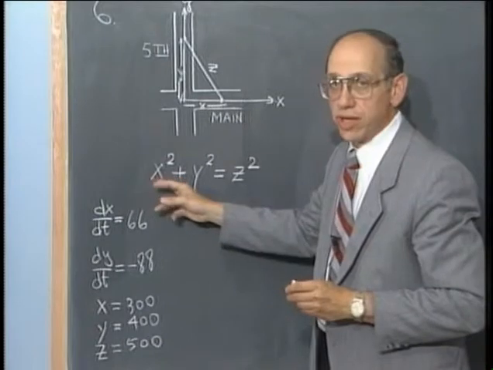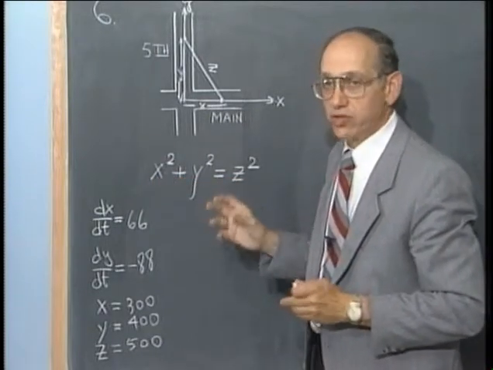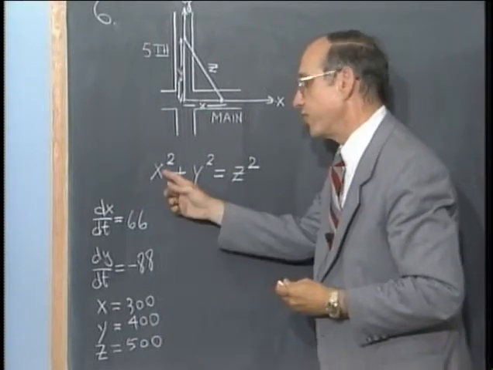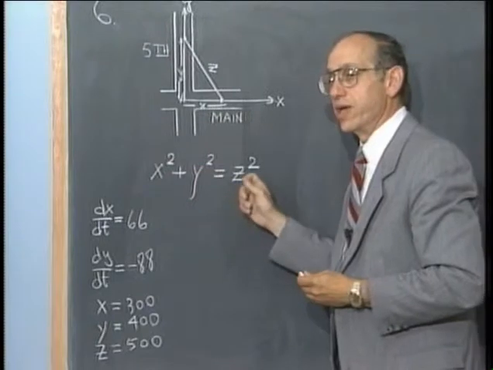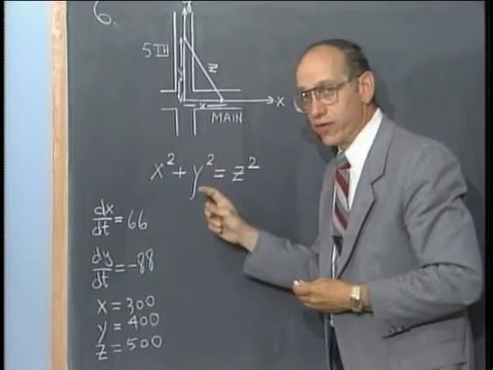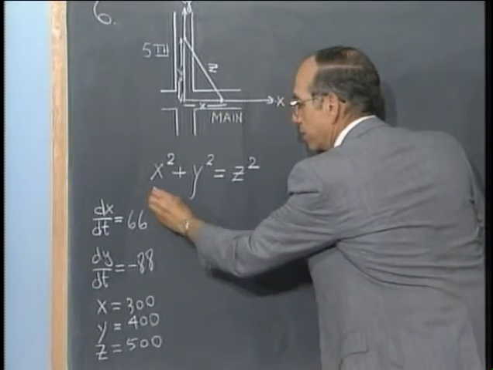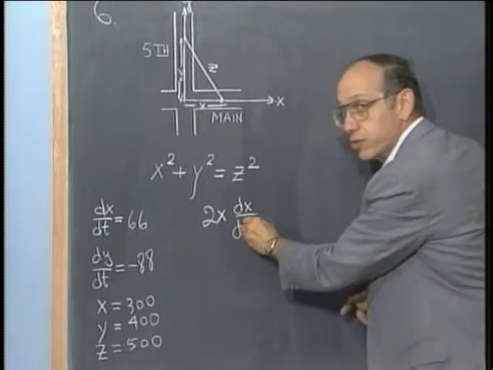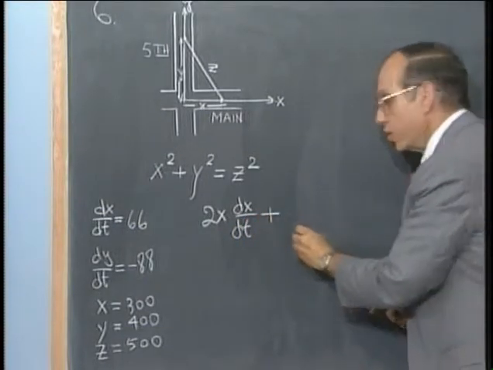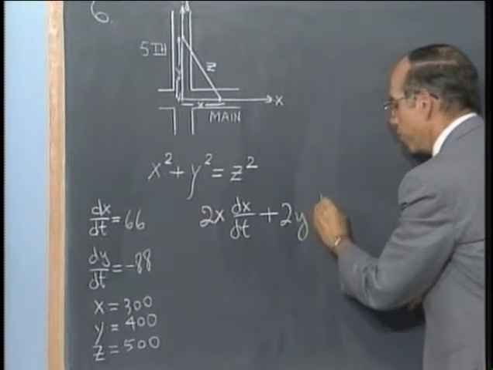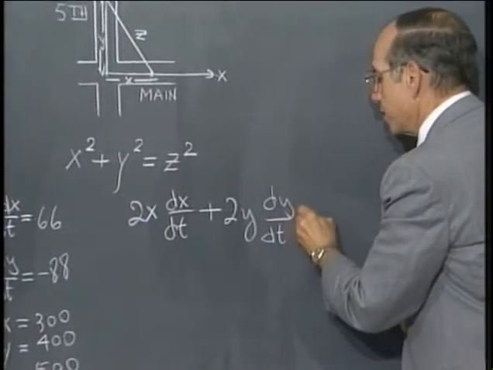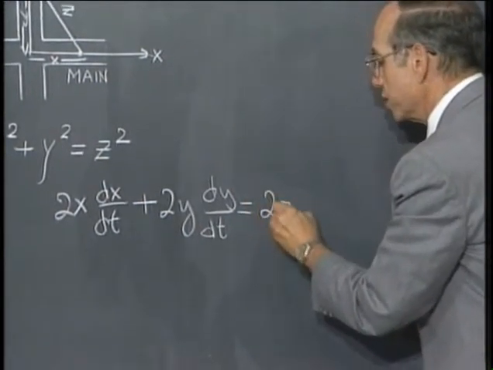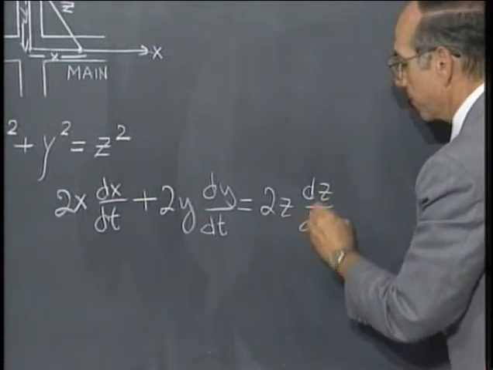Well, we're going to take this relationship between x, y, and z, find its derivative with respect to time, and then substitute the information. Remember, x is a function of time, y is a function of time, and z is a function of time. We take the derivative with respect to time. We get 2x times dx/dt by the chain rule plus 2y times dy/dt is equal to the derivative of z squared with respect to t, 2z times dz/dt.